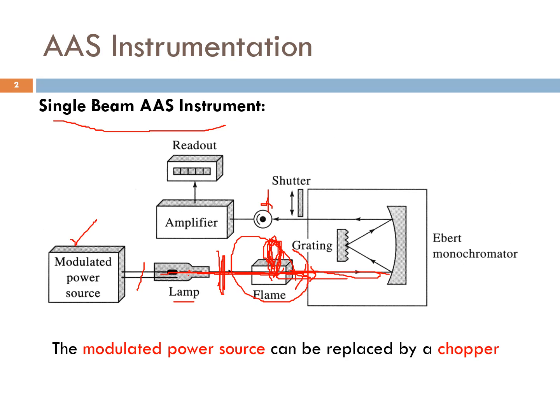Okay, and then selain daripada tu, the modulated power source can be replaced by a chopper. Kita juga boleh letak chopper. Okay, kat mana kita nak letak chopper? Kita boleh letak chopper antara lamp dengan flame. Chopper bentuk roda macam ni akan ada bahagian yang opaque, yang legap. Contohnya yang color merah ni yang opaque, yang color putih ni adalah transparent. This chopper boleh rotate. Kalau tak guna modulated power source, kita boleh guna chopper letak kat sini.